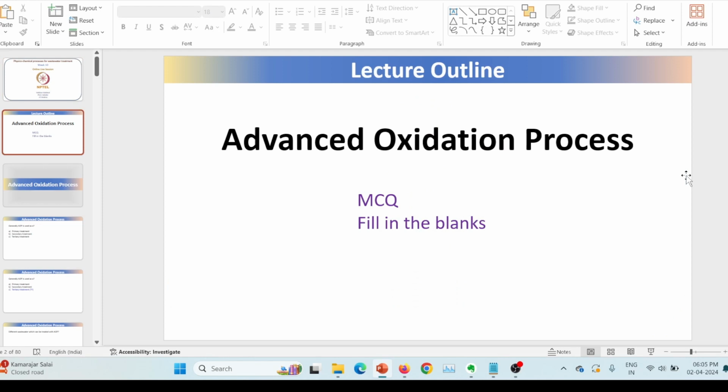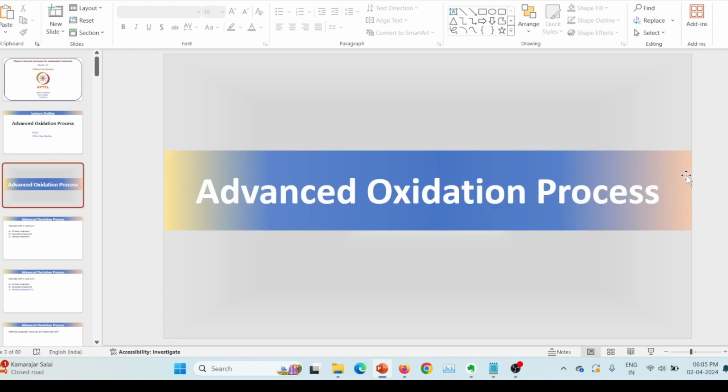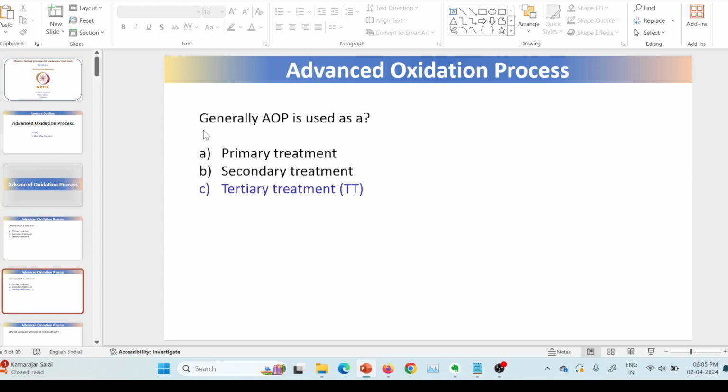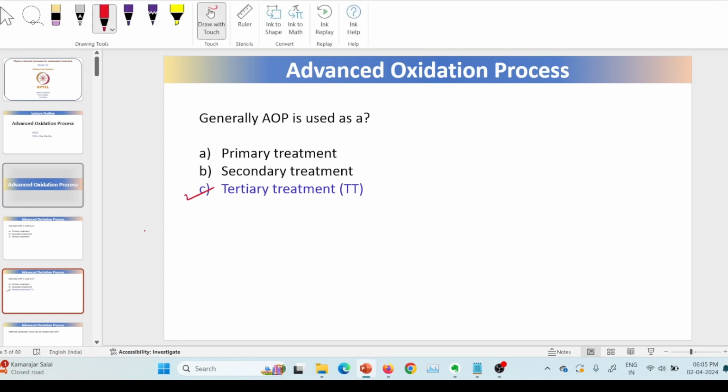So in today's lecture, we will study about advanced oxidation process, which is also called AOP. We will solve some MCQs and some fill in the blanks. Generally, AOP is used as primary, secondary, or tertiary treatment. It is used as tertiary treatment.